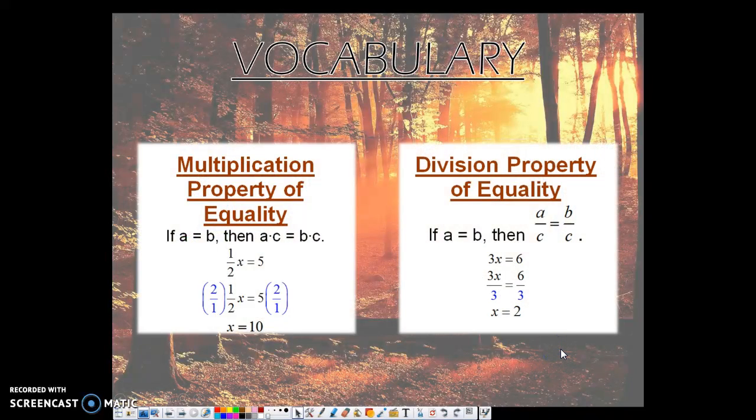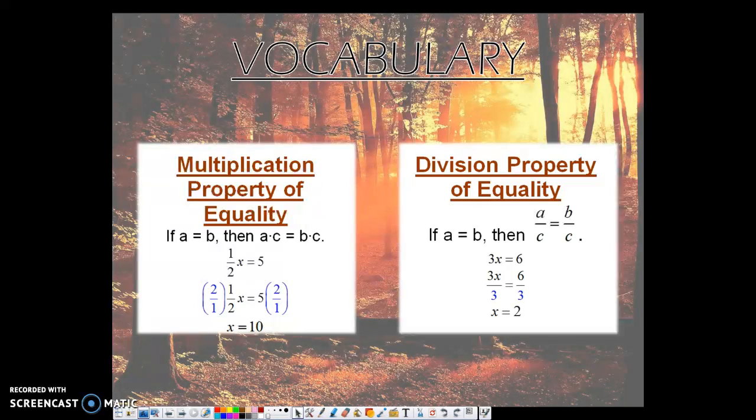The multiplication property of equality is the same thing. So this 1/2 is actually the same thing as x over 2, or x divided by 2. It's the same thing. So when it's this over 2, you multiply by this bottom number, okay? 2 over 1. So what you do to one side, you do to the other. So it'll be x equals 10 because 5 times 2 is 10. And you'll get used to that one.